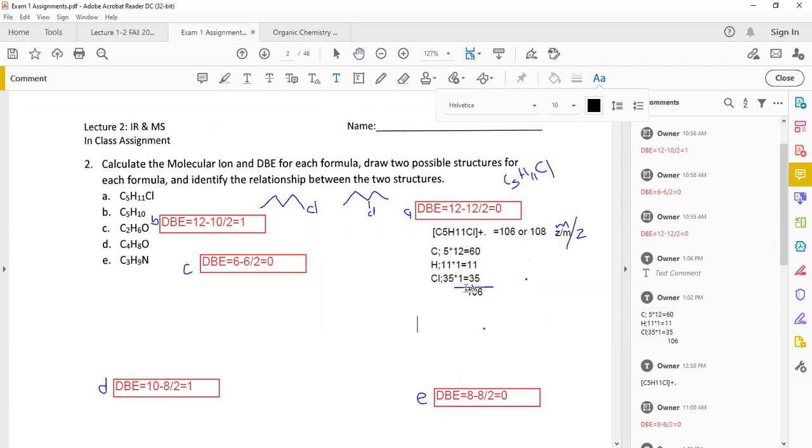I'm using the saturated. This is for saturated hydrogen. I have 5 carbons, so I have 5 times 2 plus 2. So I have 10 plus 2, it will be 12.